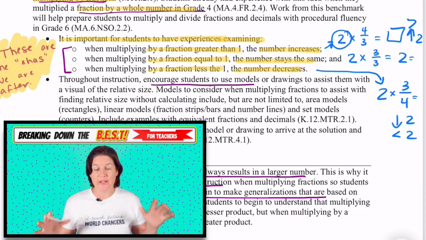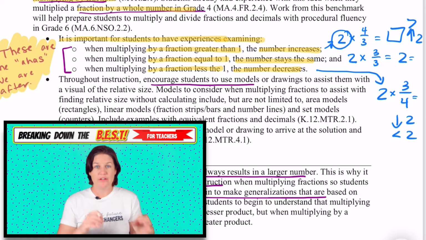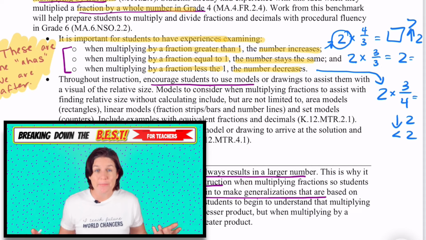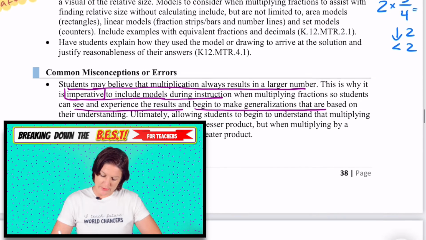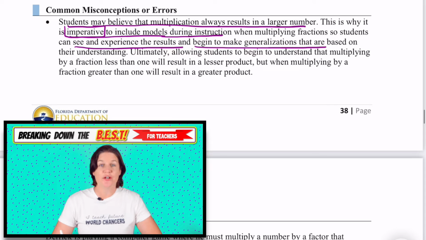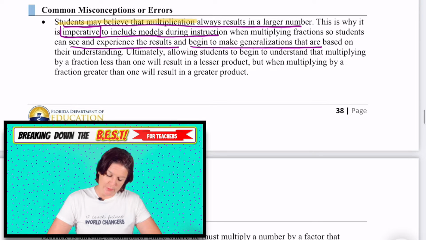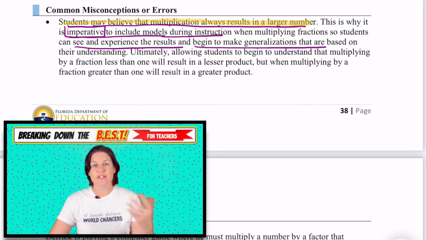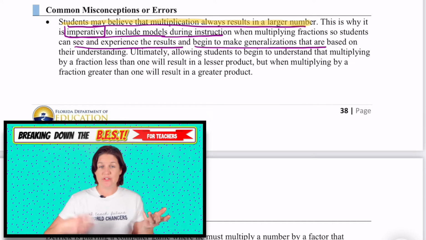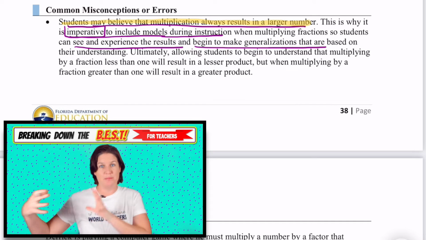Without even multiplying, we should just be able to look at the numbers, look at what it's being multiplied by, and determine what's going to happen to the size of the product. Throughout instruction, we want to encourage students to use models. Let's get to some of the misconceptions or errors, okay? It says students may believe that multiplication always results in a larger number. Right? For years now, it's been like, okay, we've got a factor, and our product is going to be the big number.